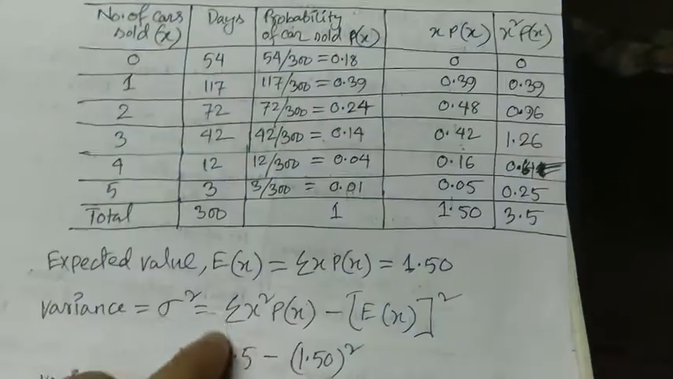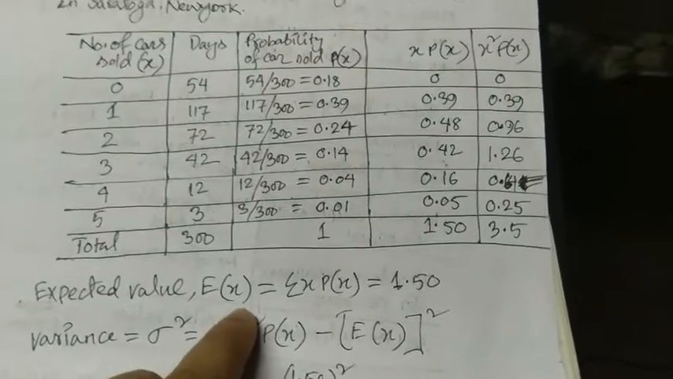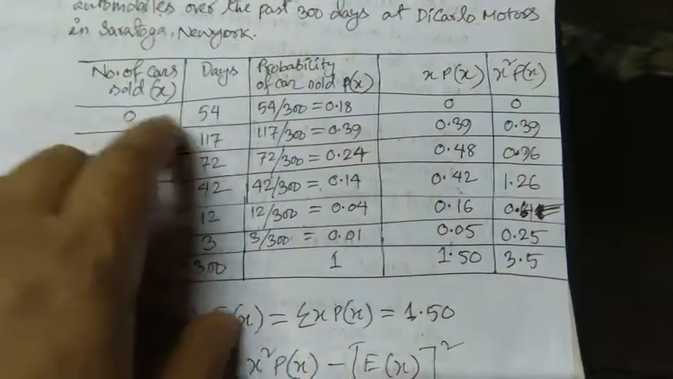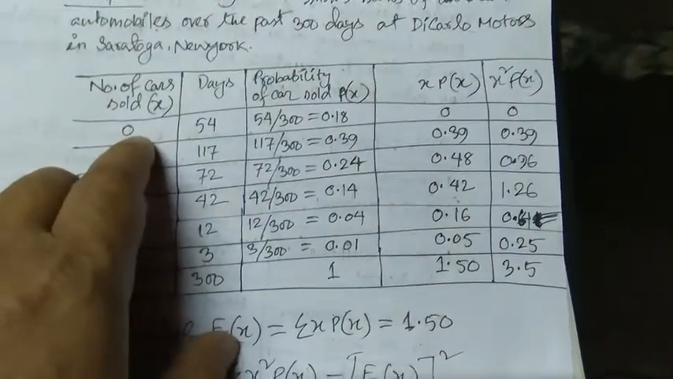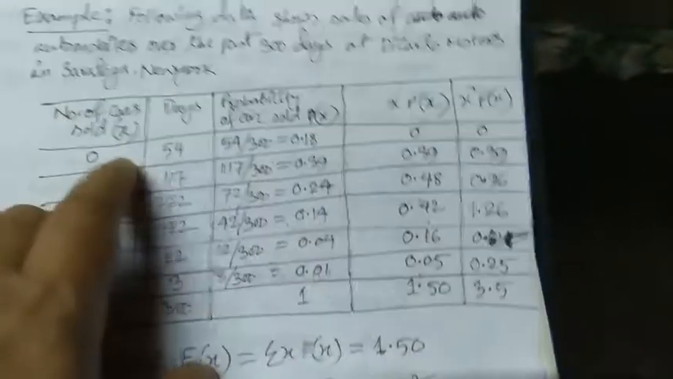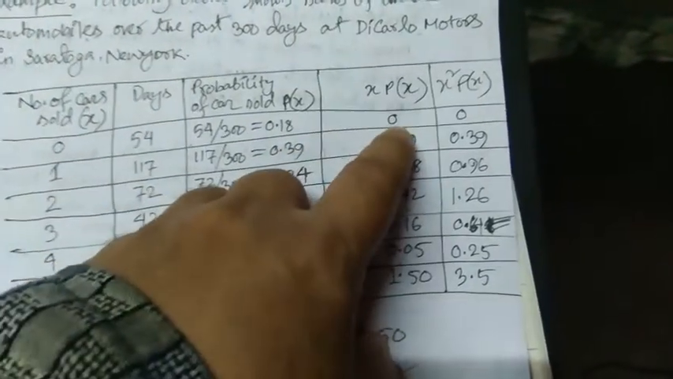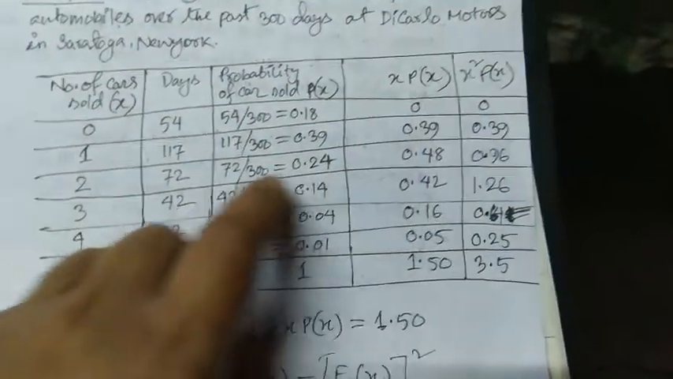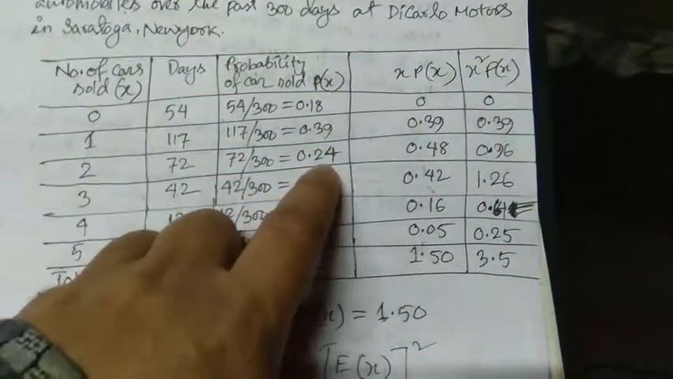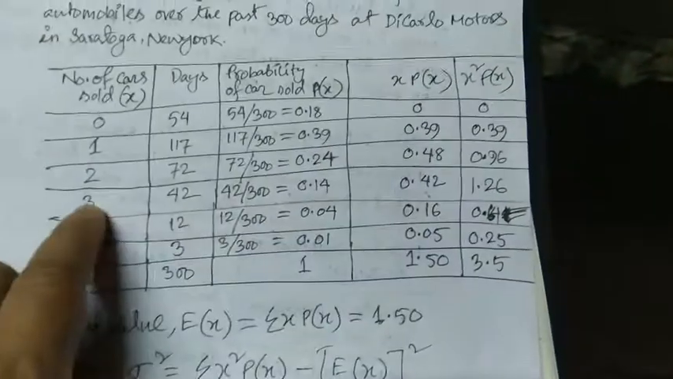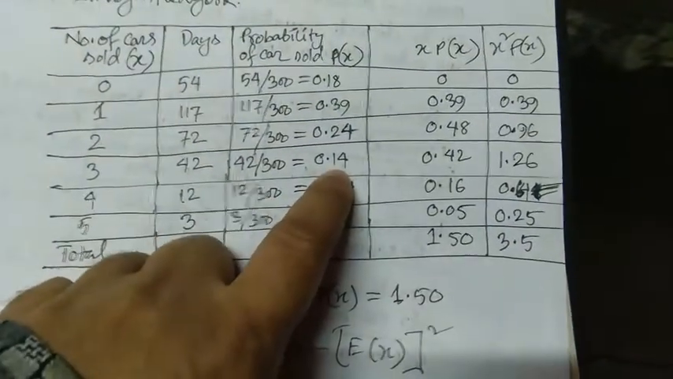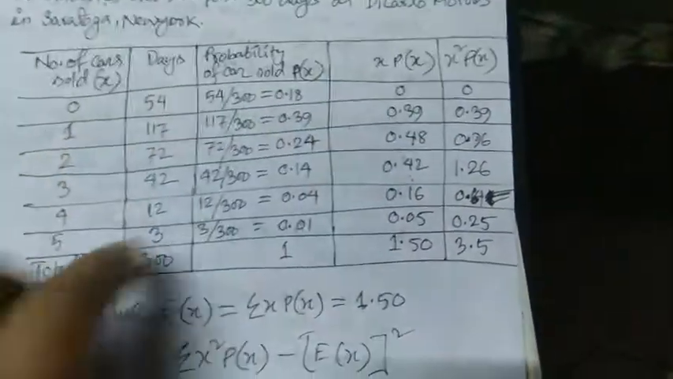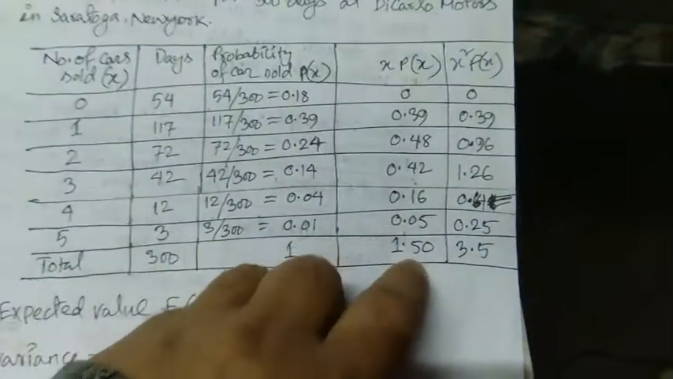So the formula for expected value is E(X) equals the summation of xp(x). That means we need to multiply x with its probability. If you multiply 0 with the probability 0.18, you get 0. If you multiply 1 with the probability 0.39, you get 0.39. If you multiply 2 with the probability 0.24, you get 0.48. If you multiply 3 with its corresponding probability 0.14, you get 0.42. Like that way, you need to multiply each outcome with its corresponding probability. So you get this one.